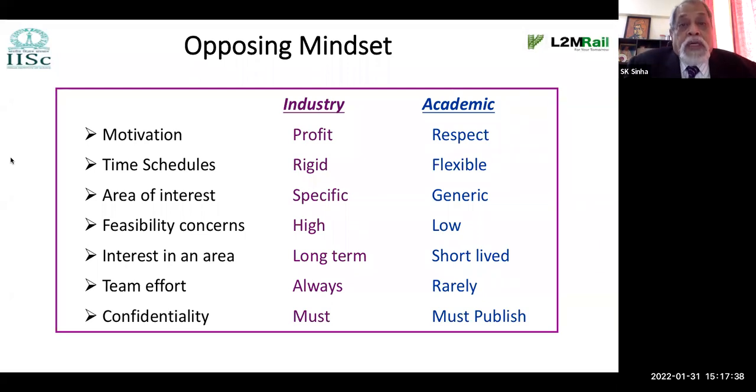But in this list, what I feel the biggest problems that I have noticed are two. One is the time schedule. That is a real problem which can be a deal breaker. And another is the feasibility concern. These two are the real deal breakers. Of course, all other points are important, but these two in my mind are the most critical issues which very often break that connection between industry and academia. So this is what I wanted to put first, to summarize what I have understood is the real issue.